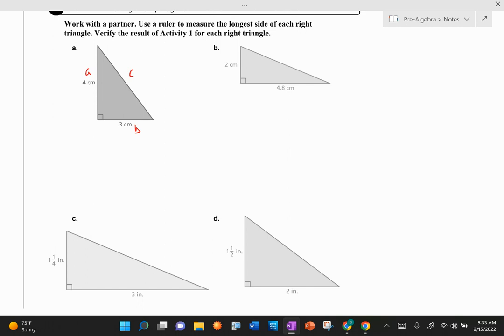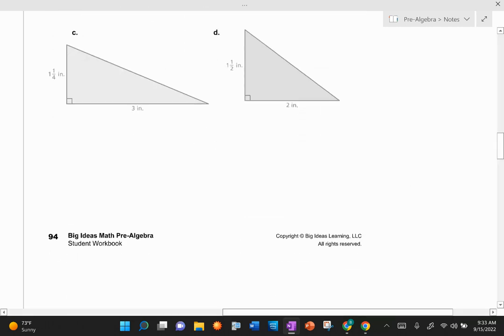Should the hypotenuse be longer? Yes. So verify. Please repeat this step for all 4 of them.